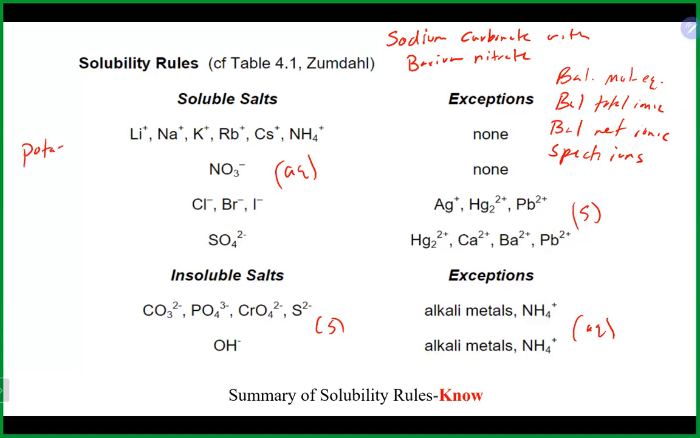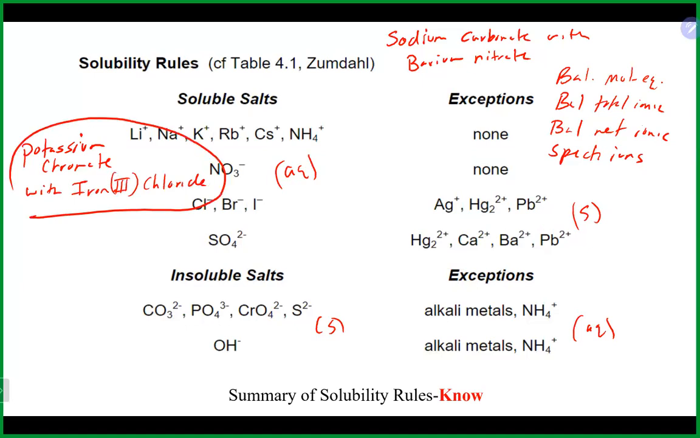I want you to also do, if I took potassium chromate and mixed it with iron 3 chloride. All right, so that one too: balanced equation, total ionic equation, and net ionic equation, spectator ions.